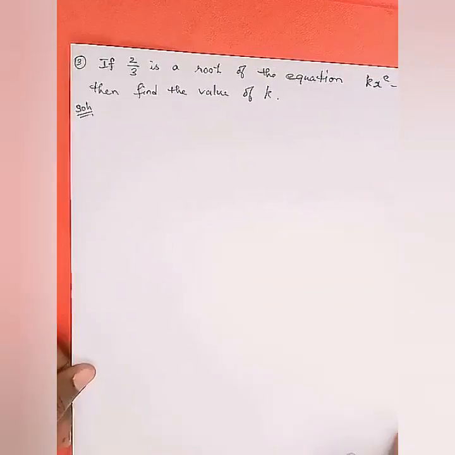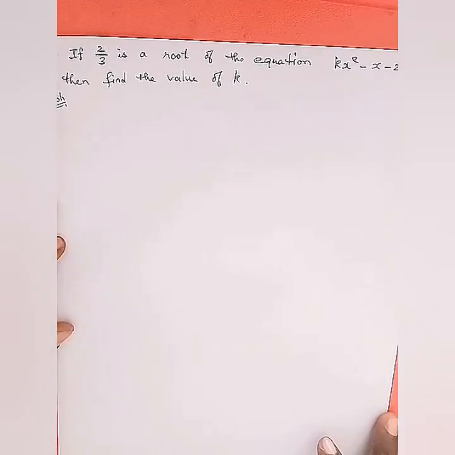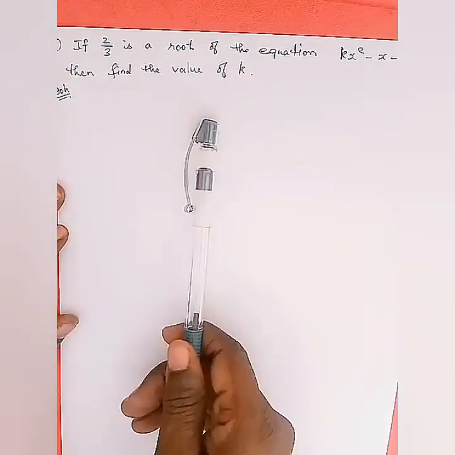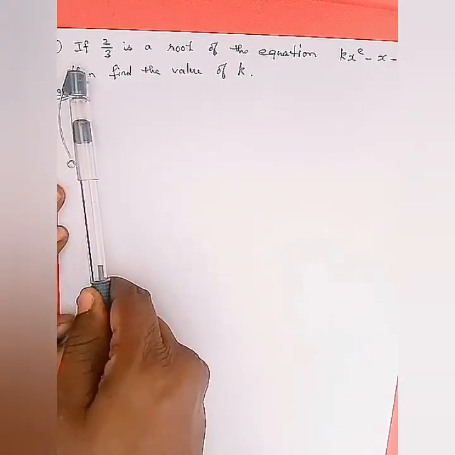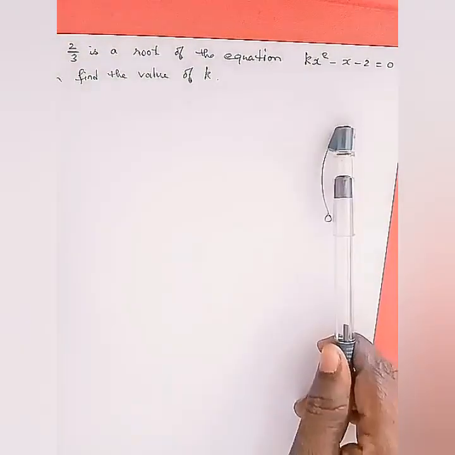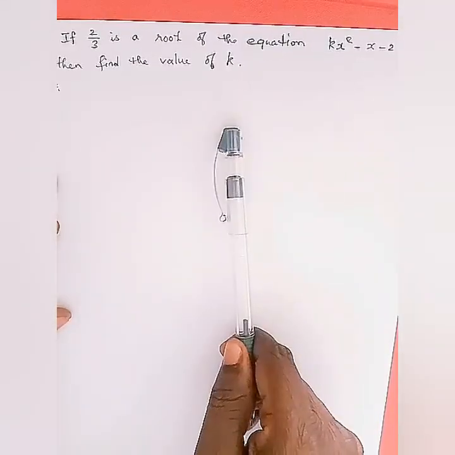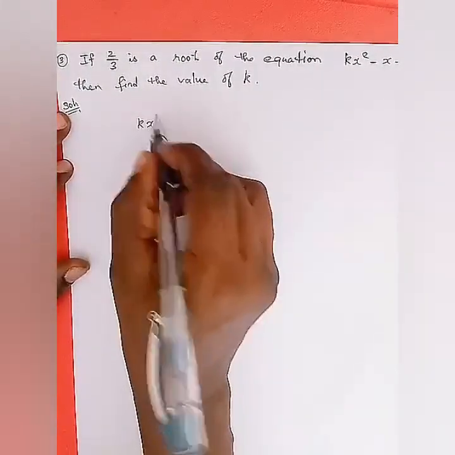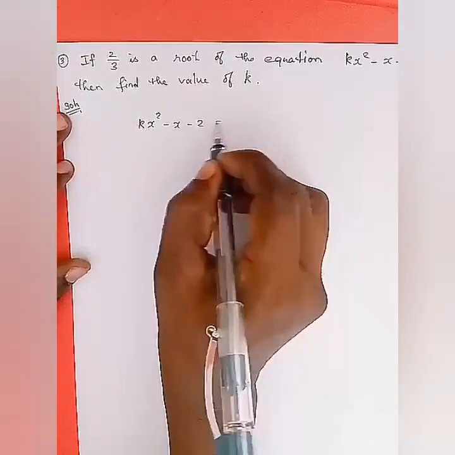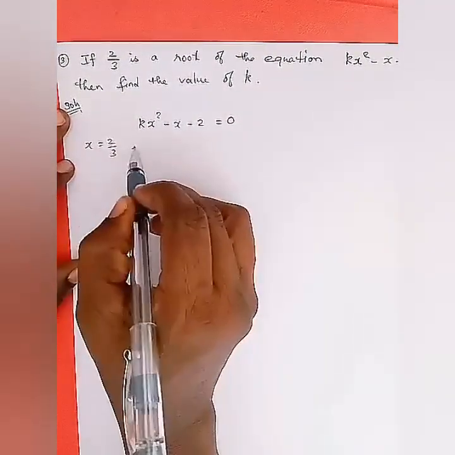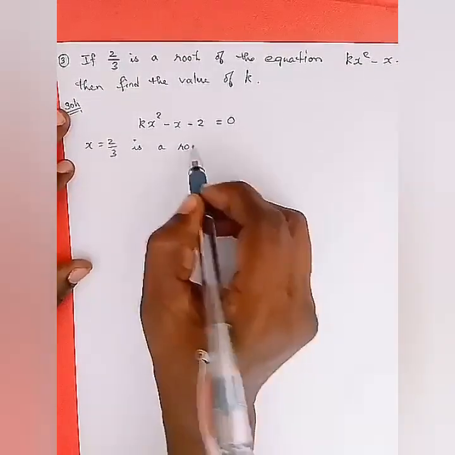Next problem. If 2 by 3 is a root of the equation kx square minus x minus 2 equal to 0, then find the value of k. If 2 by 3 is a root of the equation, already they gave 2 by 3 is a root of this equation, find the value of k. Now what to do? Since it is given kx square minus x minus 2 equal to 0, and it is given x is equal to 2 by 3 is a root. Is a root, it is given.